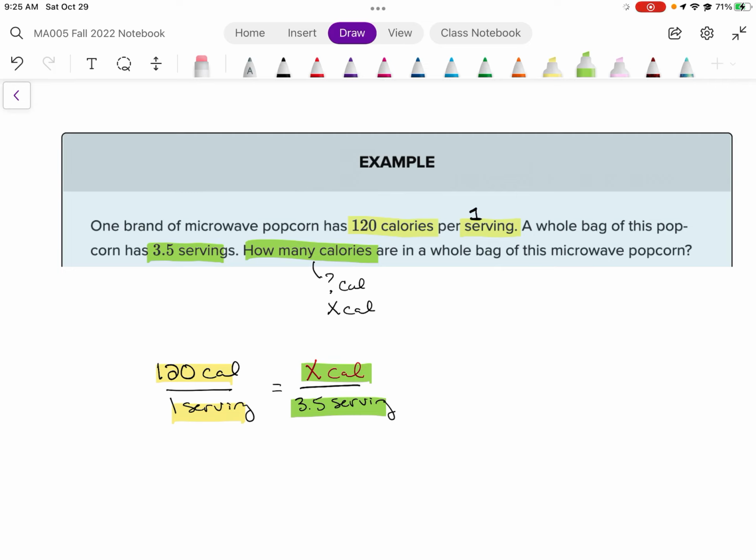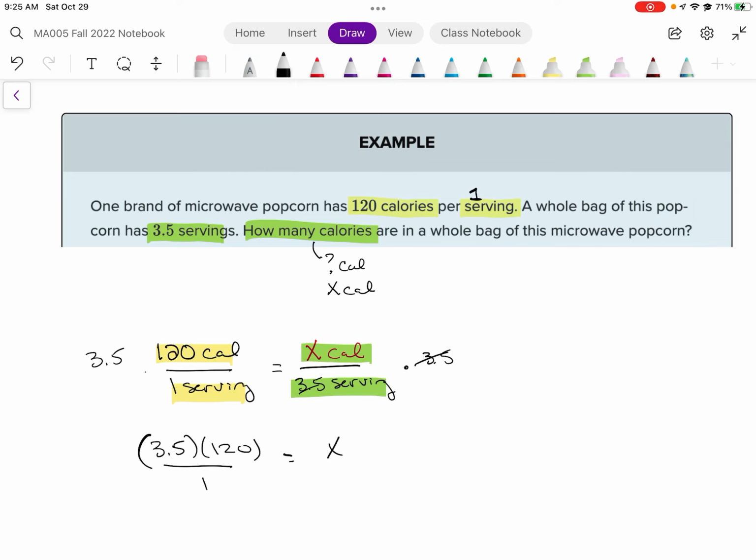So let's say this to ourselves. 120 calories is to one serving as X calories is to 3.5 servings. Okay, that looks good. So now I'm going to multiply both sides by 3.5, or I'm going to do single cross multiplication, however you want to think about that, but I like the times 3.5 on both sides, and the 3.5 is going to cancel out. And I get 3.5 times 120 over 1, that's so nice, over 1, equals X. So just 3.5 times 120, and I get 420 calories. So make sure you watch your units. X was calories, so you need to put calories on there.